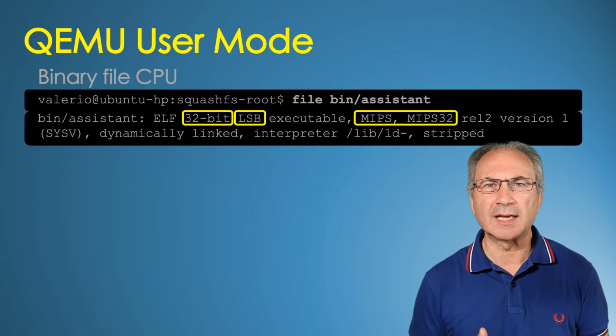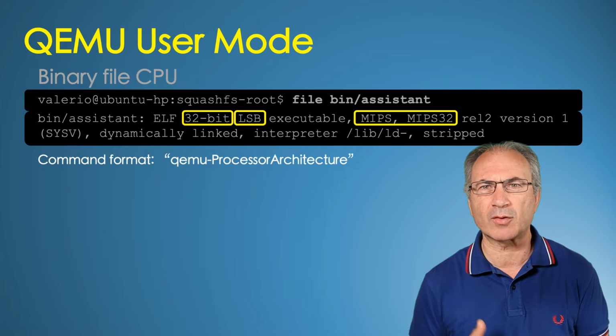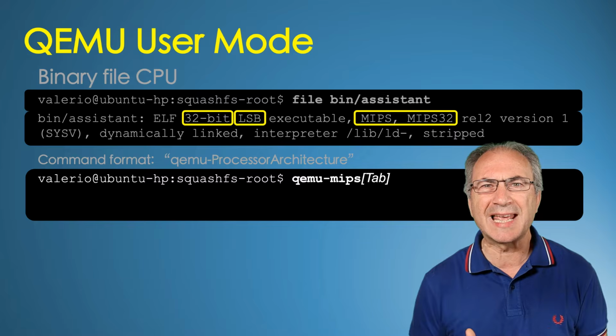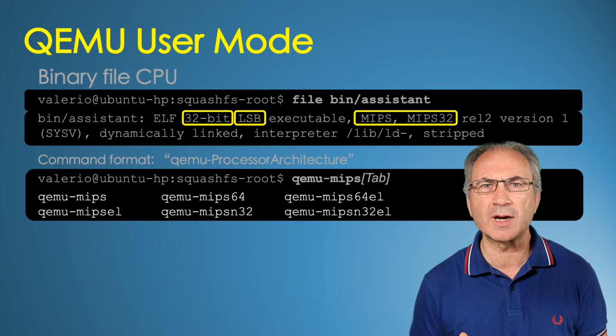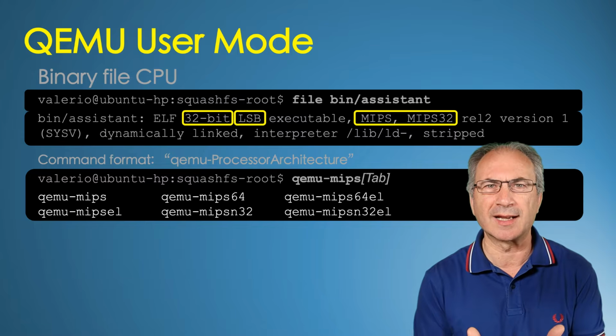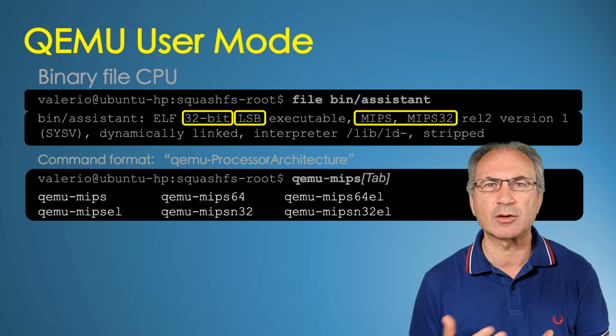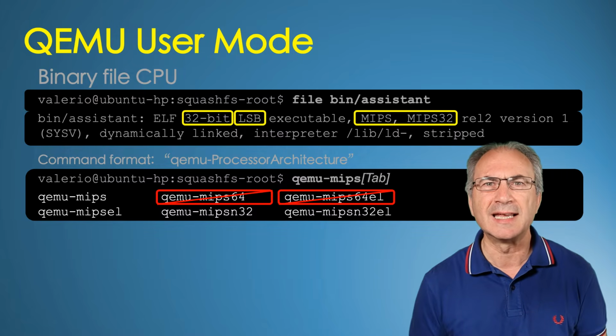The user mode QEMU emulation commands have the format qemu-<processor architecture>. So in the case of MIPS, we have six commands available, shown on the screen. But which one is the right one in our case? We have a 32-bit architecture, so we can exclude the 64-bit commands.